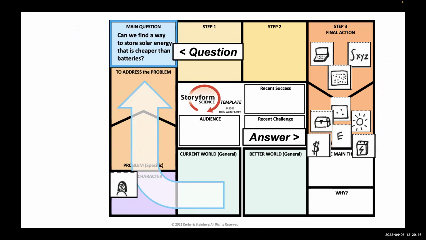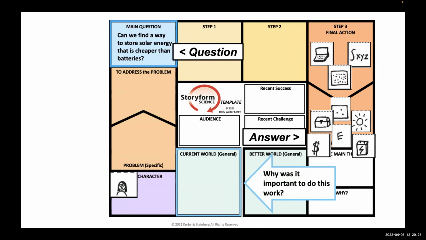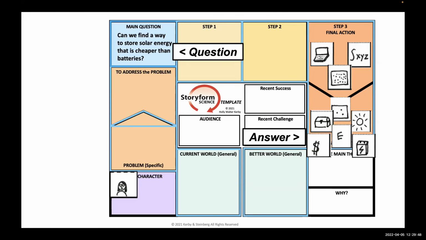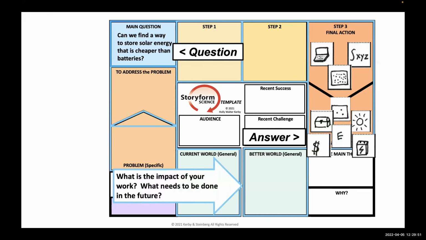Now, the whole first part of the story is going to set up that question. And so first of all, we have the step of the current world, which is where you say why it was important to do your work. Then you have the problem and how you're going to address the problem. And then you have where you're going to tell how you answered that question bit by bit until you get to that final answer. And then in the better world, that's the part where we're going to close things out. And that's where we talk about the impact of your work, why the world is a better place, and also what needs to be done in the future.